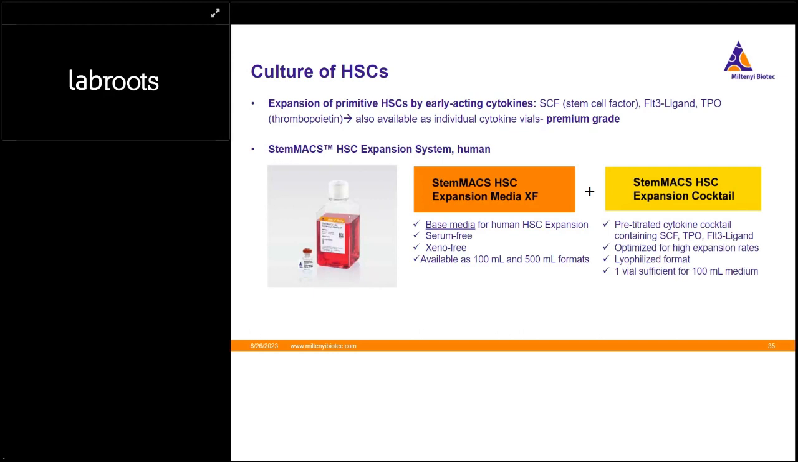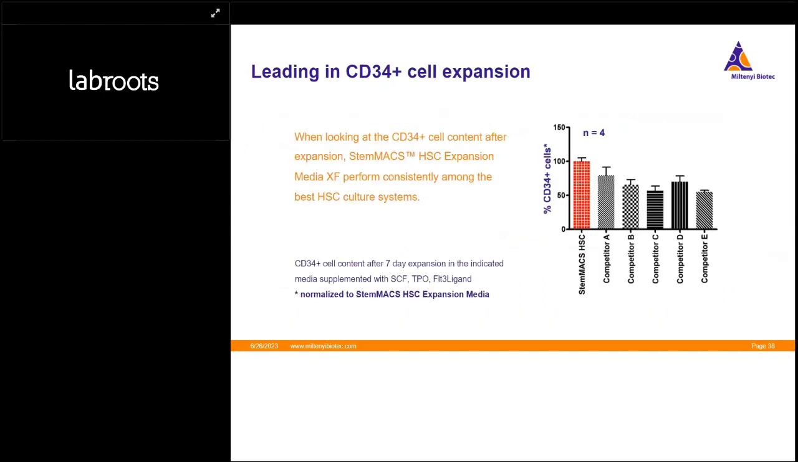We not only have that, we also have our HSC expansion basal media that is designed in a serum and xeno-free system. So you have a very clean cell culturing environment, and that can work together with our HSC expansion cocktails. Designed together, they can give you a very unique and incomparable efficiency in terms of HSC expansion speed. We actually compared our setup to all the major vendors in the market, and here is our efficiency compared to all of them.